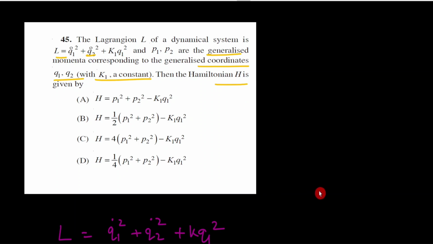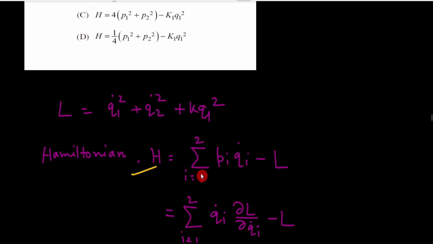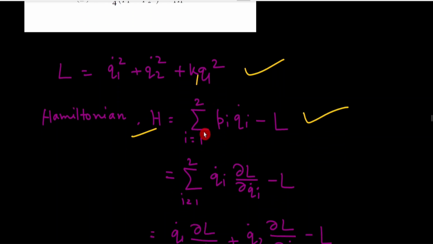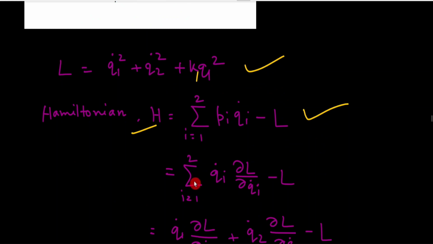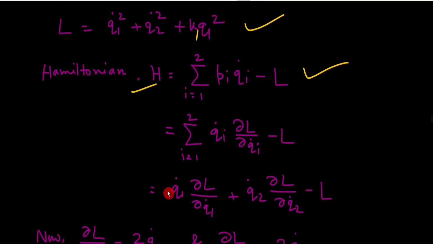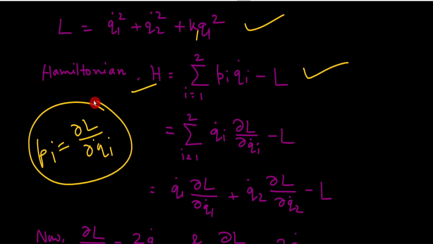Now to find the Hamiltonian given the Lagrangian, we use H equal to summation pi qi dot minus L, where the value of L is q1 dot square plus q2 dot square plus k1 q1 square. Here there are two generalized coordinates, so the sum is from i equal to 1 to 2, and pi is the generalized momentum. Therefore pi equal to del L del qi dot. This is the generalized momentum. So we put the value of p and we get q1 dot del L del q1 dot, plus q2 dot del L del q2 dot, minus L.